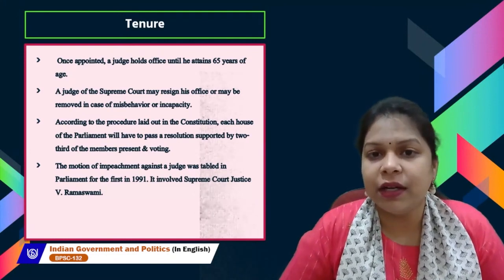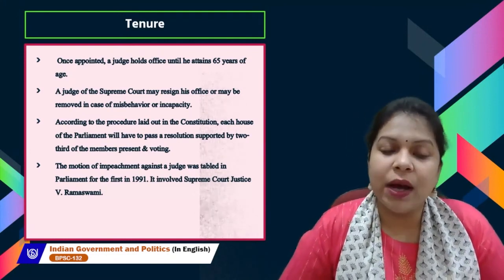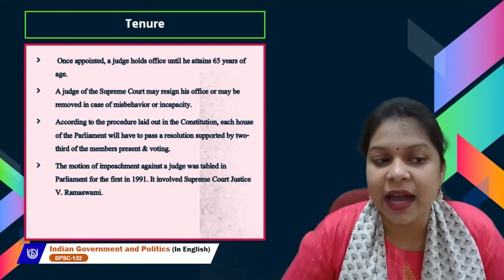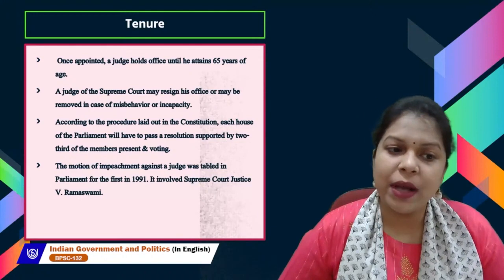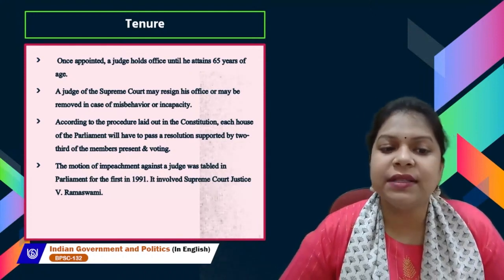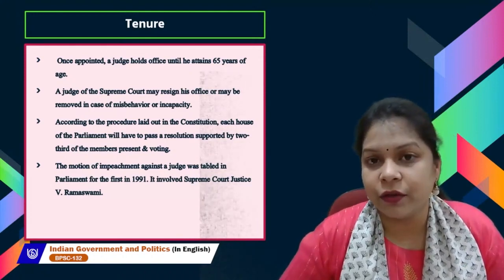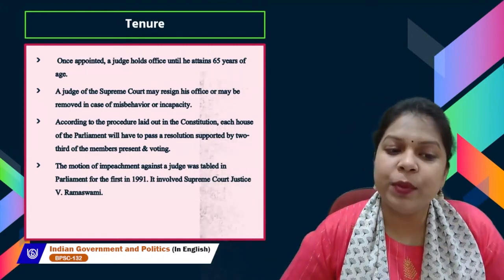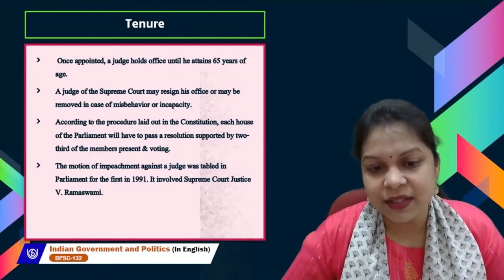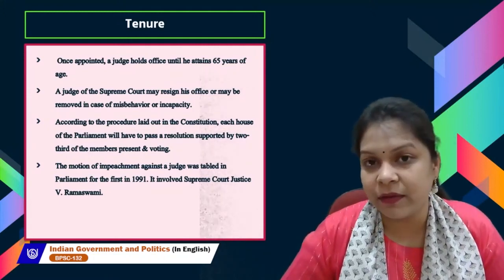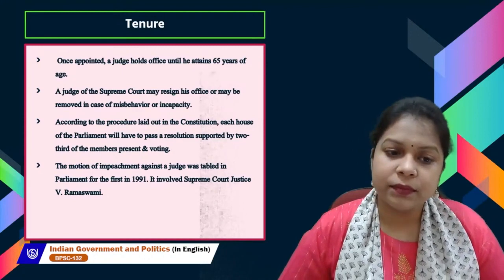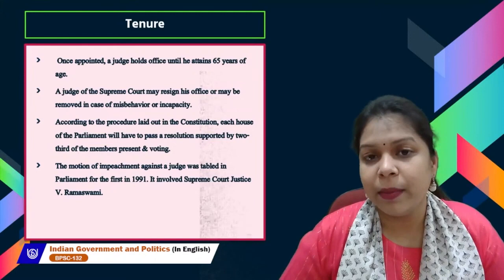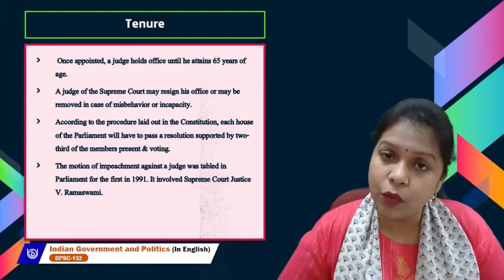So let's talk about the tenure of the judges. Once appointed, a judge holds office until he or she attains 65 years of age. So the tenure of a judge is 65 years, and a judge of the Supreme Court may resign from office or may be removed in case of misbehavior or incapacity. So it is very important to know that the Supreme Court judge may resign from the office or may be removed also.